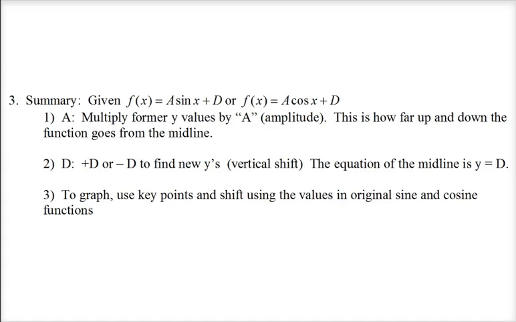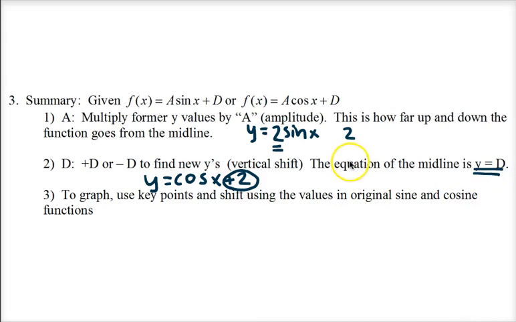The first one says to multiply former y values by a. This is known as the amplitude, or in other words, it's how far up or down the function goes from the midline. Our example of that was y equals 2 sine x. 2 is your amplitude, and that's how far up and down the function is going to go from the midline. That's what you want to multiply the former y values by. The second thing we talked about is if you have a plus or minus d, in other words, we talked about cosine x plus 2. This plus 2 indicated your vertical shift, and it'll also affect your midline. Your midline will be at y equals d, or in this case, y equals 2 for this problem.